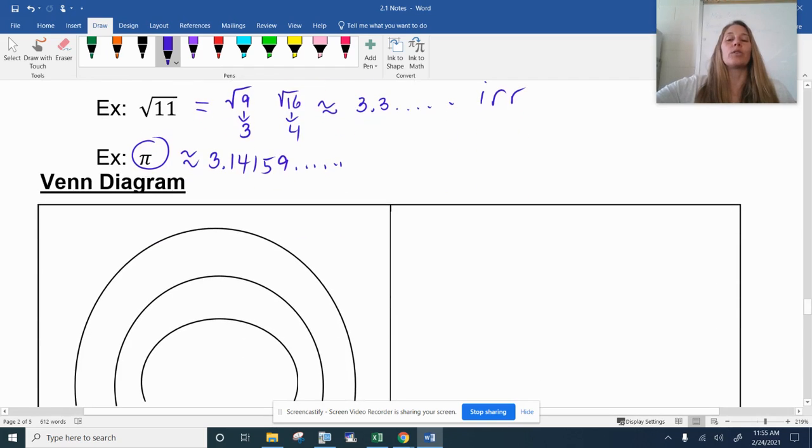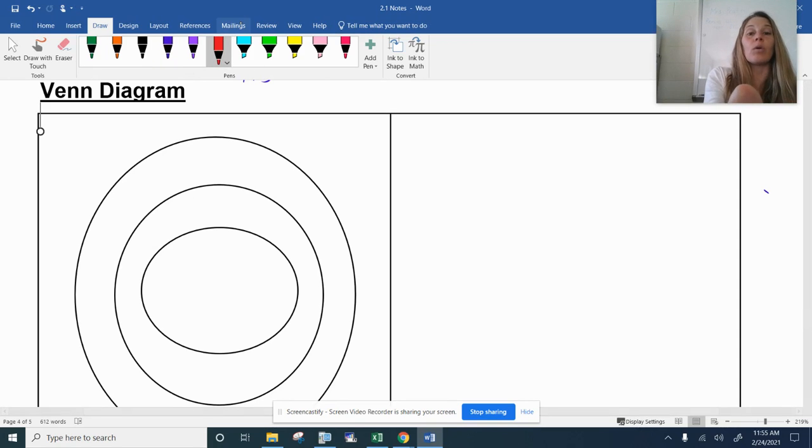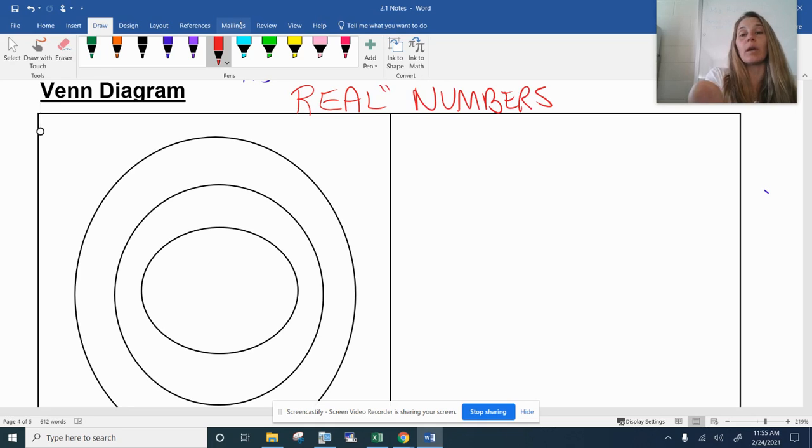So now we're going to put all these terms into this Venn diagram to help us see the relationship with each other and organize it a little bit. Like I said, this whole chart is going to represent the real numbers, because all of the numbers that we're doing are technically real numbers, right? They're not imaginary. Now, first things first, real numbers can be broken into two categories. They must be either rational or irrational. They have to be one or the other, okay?